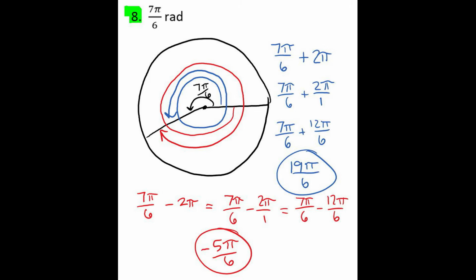Now to do the red one, we're going to do the exact opposite. We're going to go backwards 2 pi, so negative 2 pi, and then we're going to add that 7 pi over 6 to it. So 7 pi over 6 minus a 2 pi, so we're going to have a negative answer. Once again, make it a fraction by putting it over 1 and make the bottoms the same. So if you subtract that, you're going to get negative 5 pi over 6, and that's how you do those.